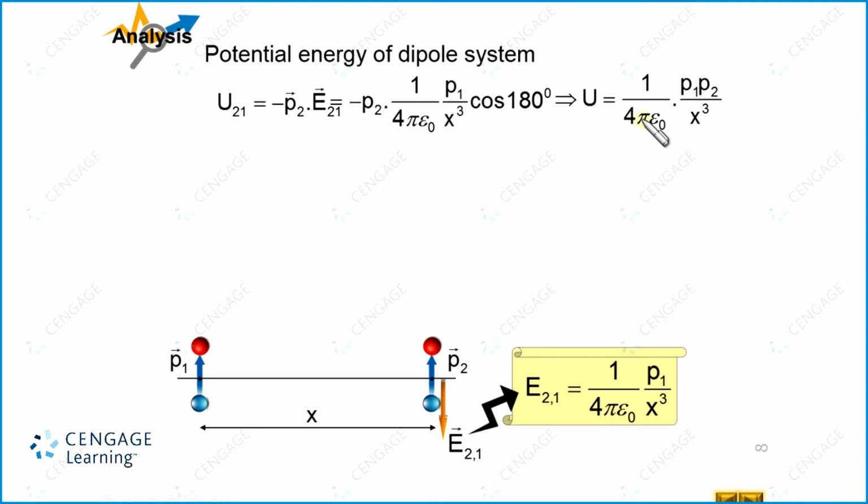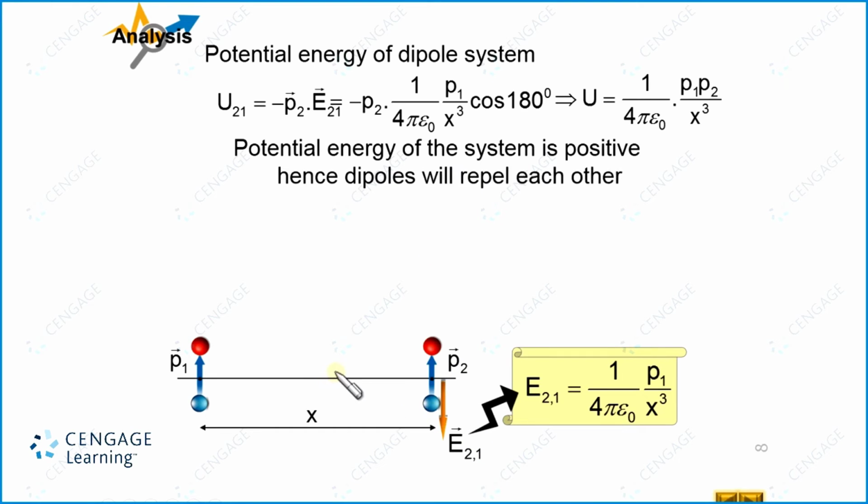We can calculate this value by simply calculating U12 also. So we got the potential energy. One thing to be noted: the potential energy of the system is positive, and if it is positive, that means the dipoles will repel each other. So there will be a force of repulsion between the dipoles.